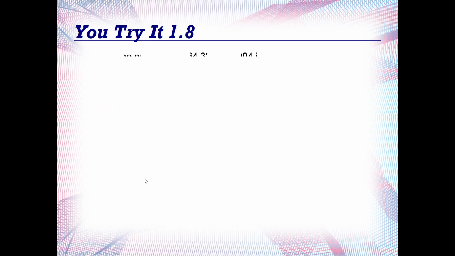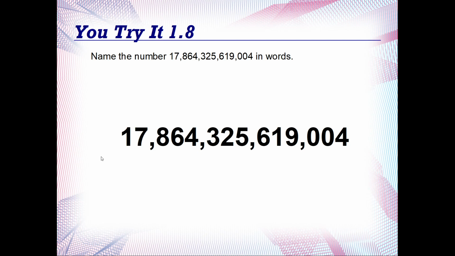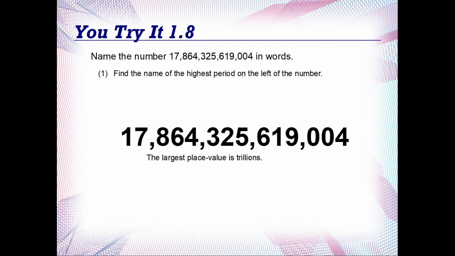You Try It 1.8. Name the following number in words. So I've reproduced it here. Again, we're going to find the highest period on the left side of the number. So that was going to be ones, thousands, millions, billions, trillions. So the largest place value is trillions. And then we're going to write the name of each number in the period, followed by the period name and a comma. So the largest period is trillions.